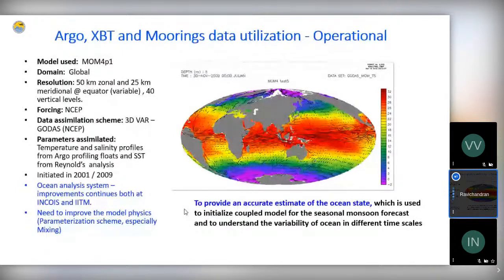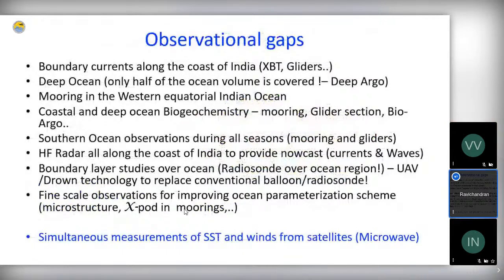Of course, this was initiated at INCOIS in 2006-07, and it continues to improve, with ocean analysis both at IITM as well as at INCOIS. Of course, we need to improve the model physics, especially the mixing parameterization scheme and other things, for better simulation or estimation of the ocean analysis. So having said that, we have a sustained observation. It has provided a lot of valuable data, and it has been used both for understanding as well as assimilation for operational utility.